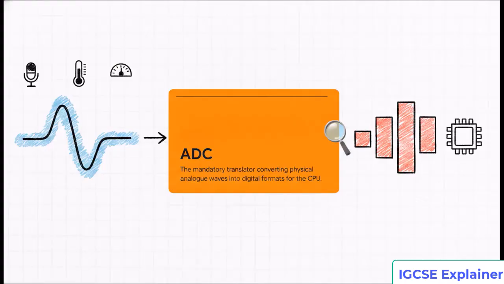So the crucial point is that a sensor alone isn't enough, because the sensor picks up an analog wave, and the computer only reads digital ones and zeros. You need an intermediary. Enter the ADC, the analog to digital converter. This is the absolute ultimate translator. It is the mandatory bridge for all continuous sensor data, taking the physical world's flowing waves and chopping them into discrete digital blocks that the CPU can finally read and react to.